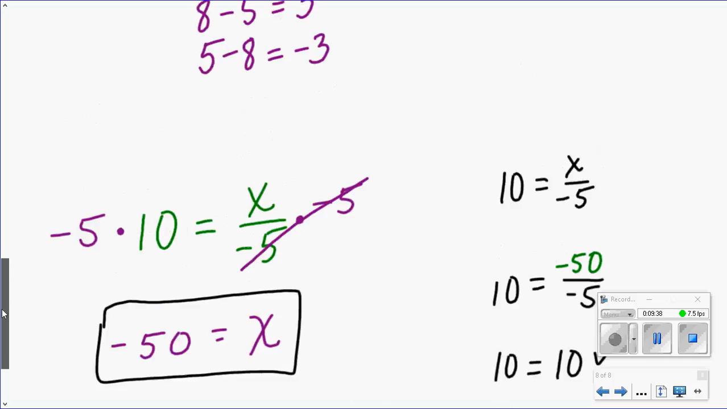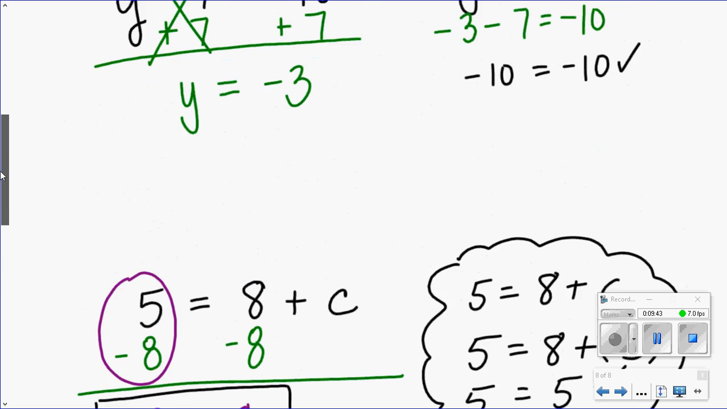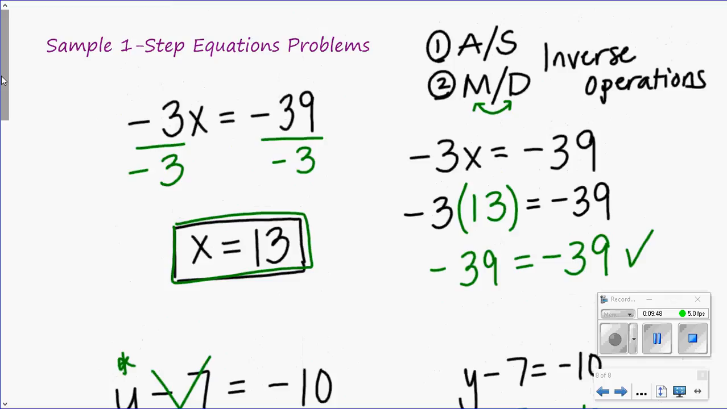Okay, if you want to slide back and re-watch any of them, it might be helpful to find one of these that looks similar to a problem that you have on your homework or on any of your future one-step equation problems.